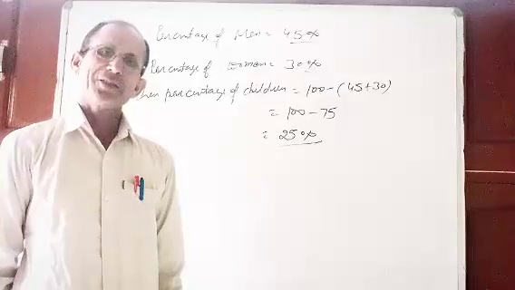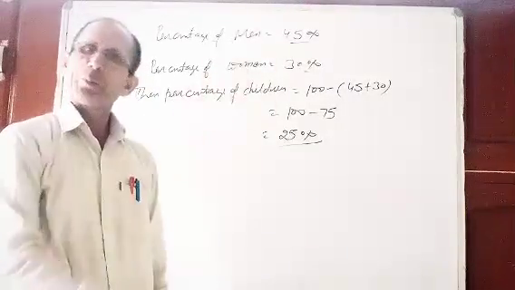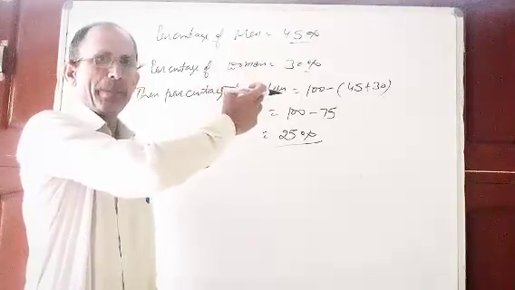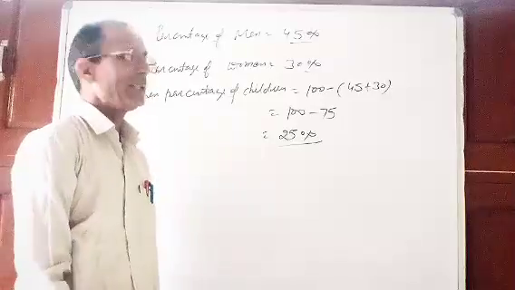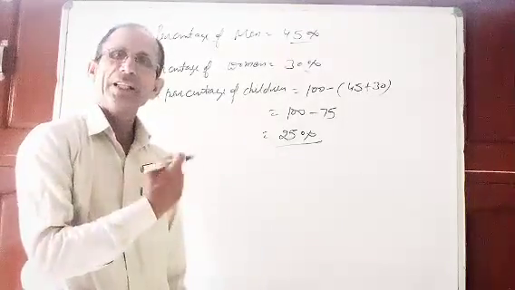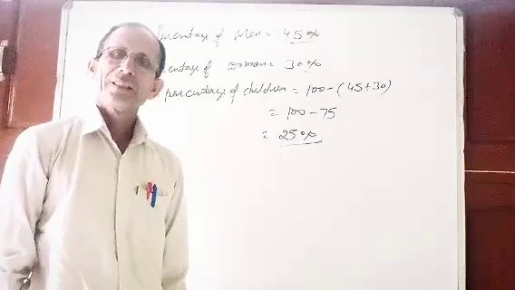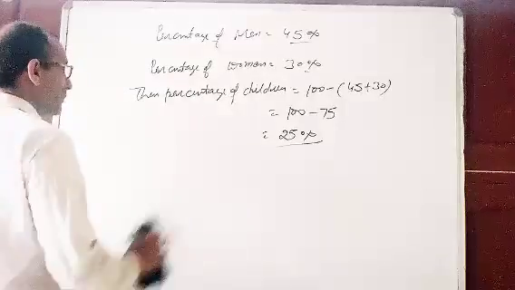Have you understood? Or the other way you can write it: total population 100, number of men 45, number of women 30, then the number of children will be 25, it means 25%. Is it clear? Yes. Okay. Now next question.